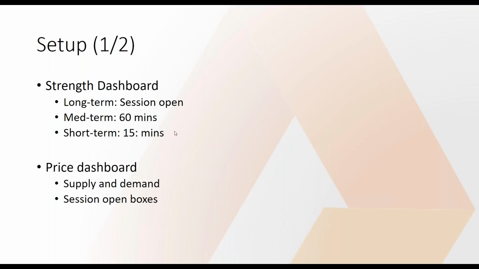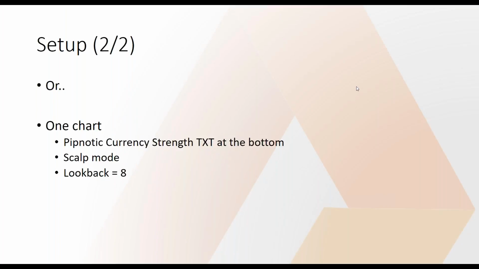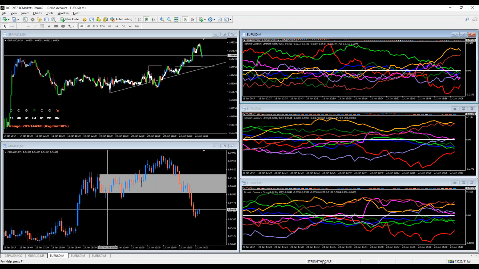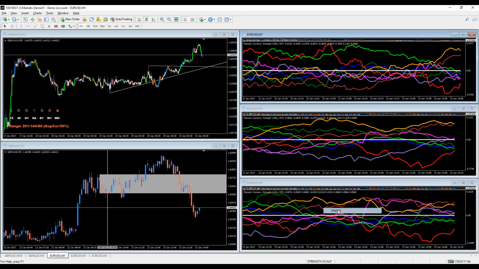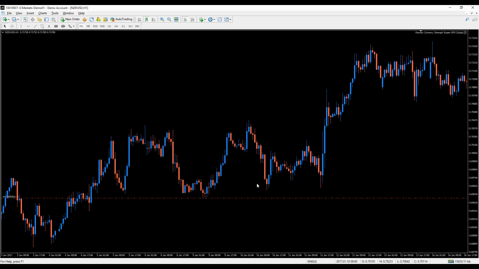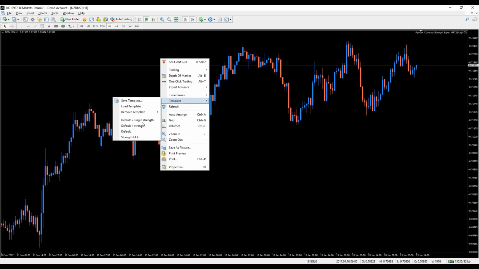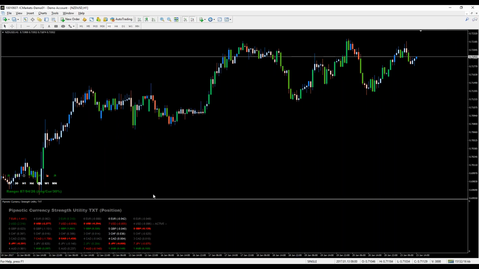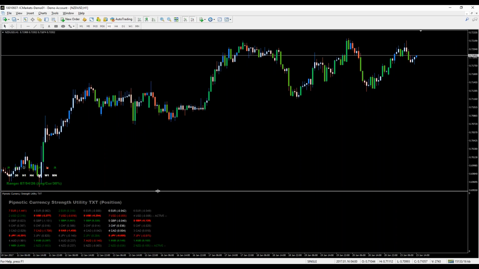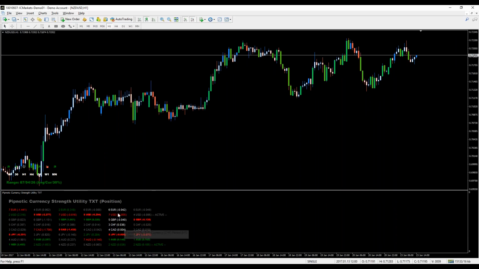So we have the very graphical version, and then we have the less graphical version, which is a text version. I'm just going to click this on. I'll try this one here, and we'll just put the strength on. I really like the new indicator because it just gives you a tremendous overview of what's going on across all of the currencies throughout the time frames that you're looking at.